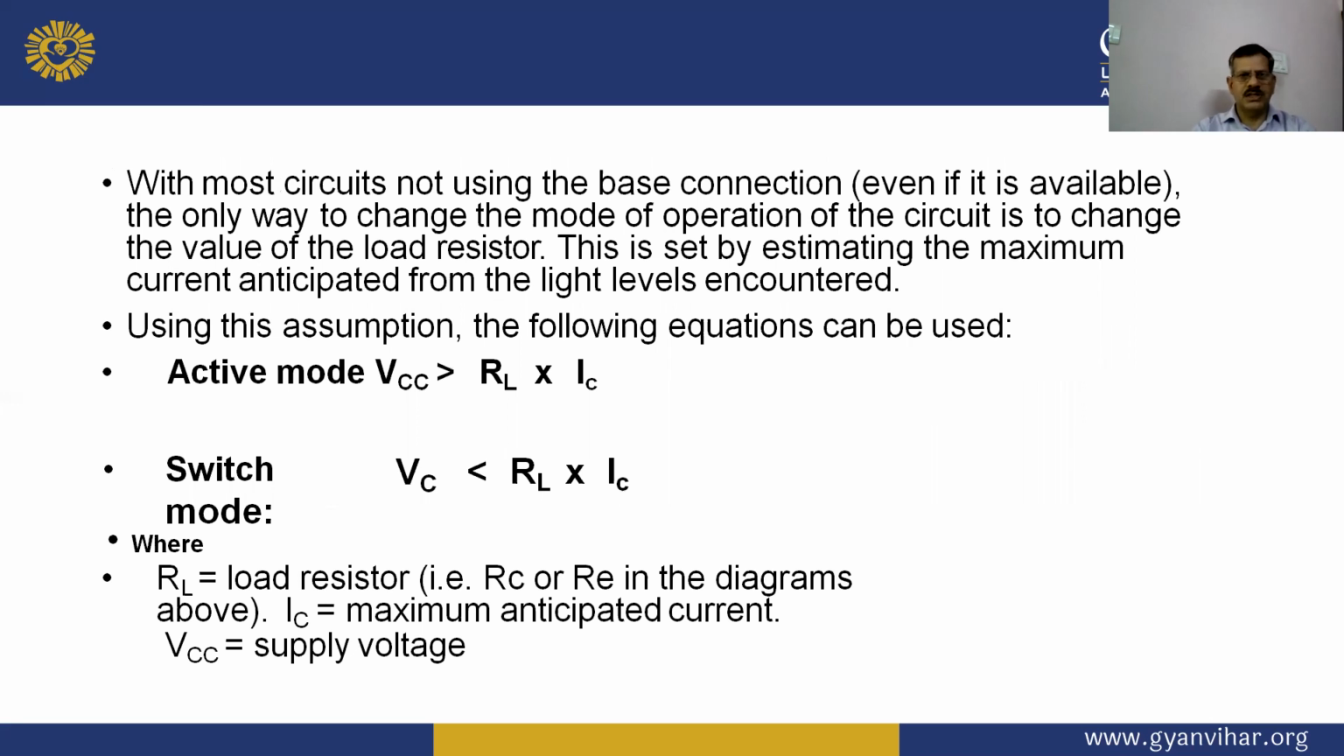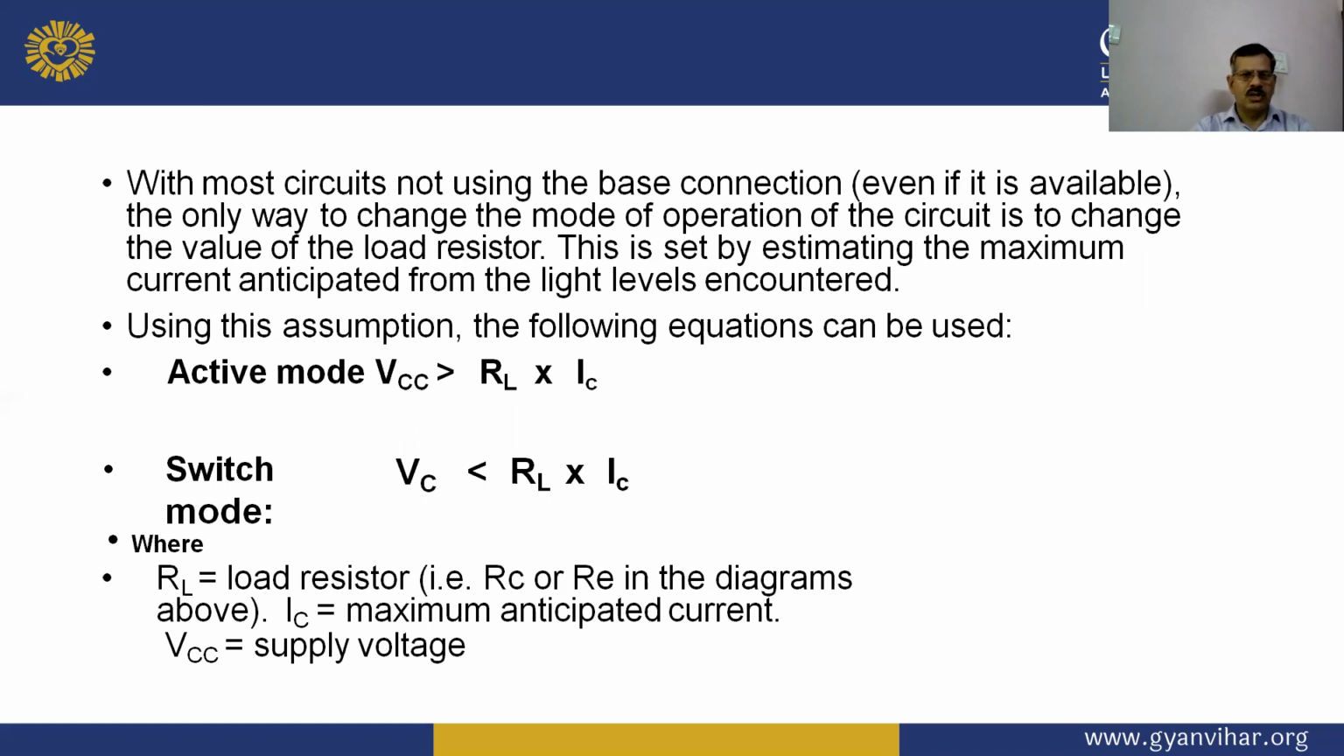With most circuits not using the base connection, even if it is available, the only way to change the mode of operation of the circuit is to change the value of the load resistor. This is set by estimating the maximum current anticipated from the light levels encountered. So using this assumption, the following equations can be used.